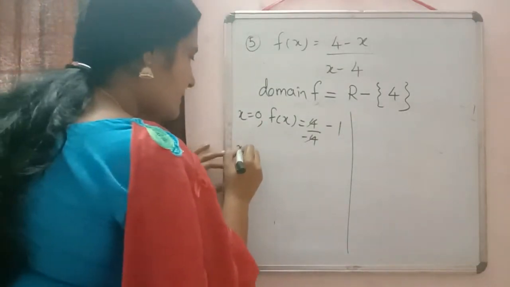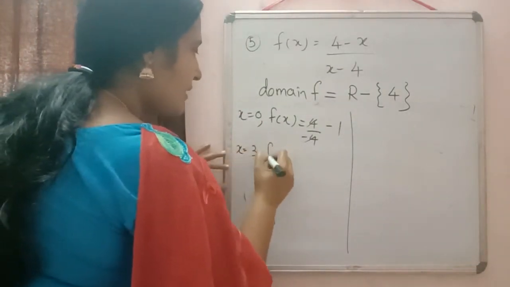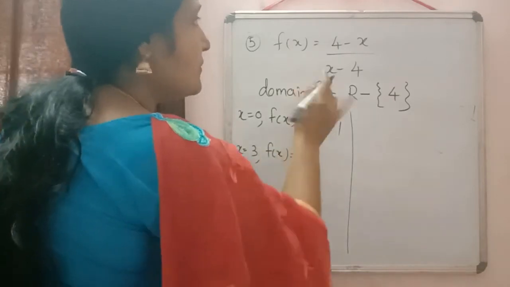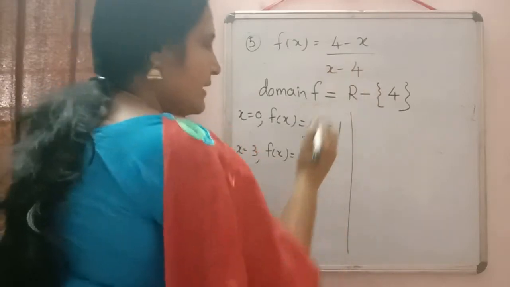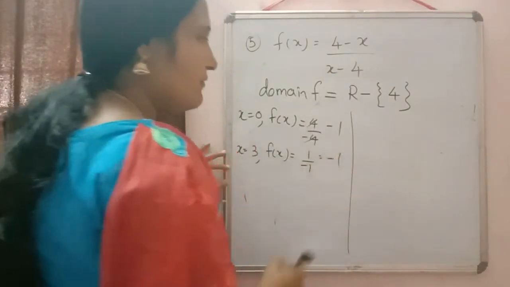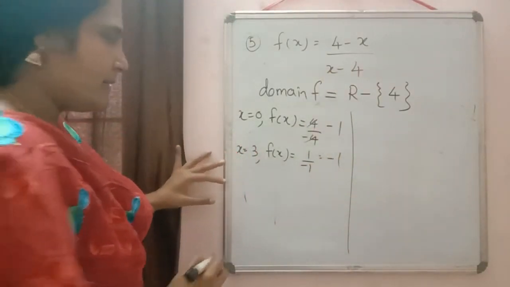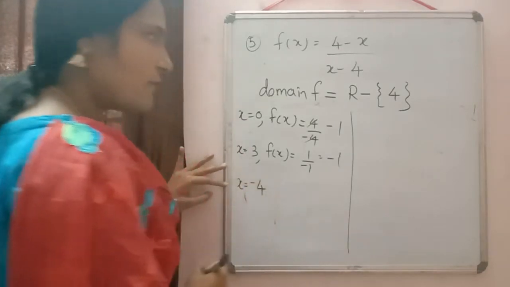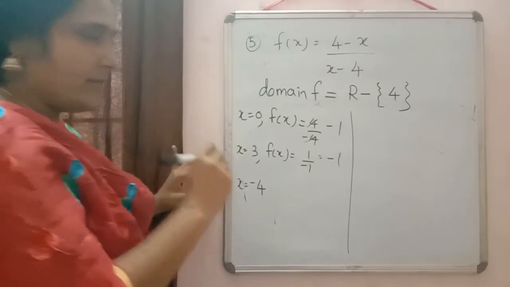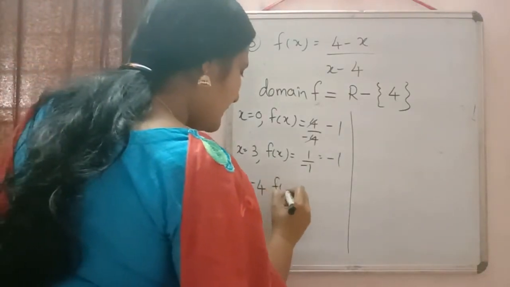Any other number. x is equal to 3. Then f of x is equal to (4 minus 3), 1, by (3 minus 4), minus 1. So again we are getting the value minus 1. Any negative number, x is equal to minus 4, because x is equal to 4 only is not possible. Minus 4 we can take.